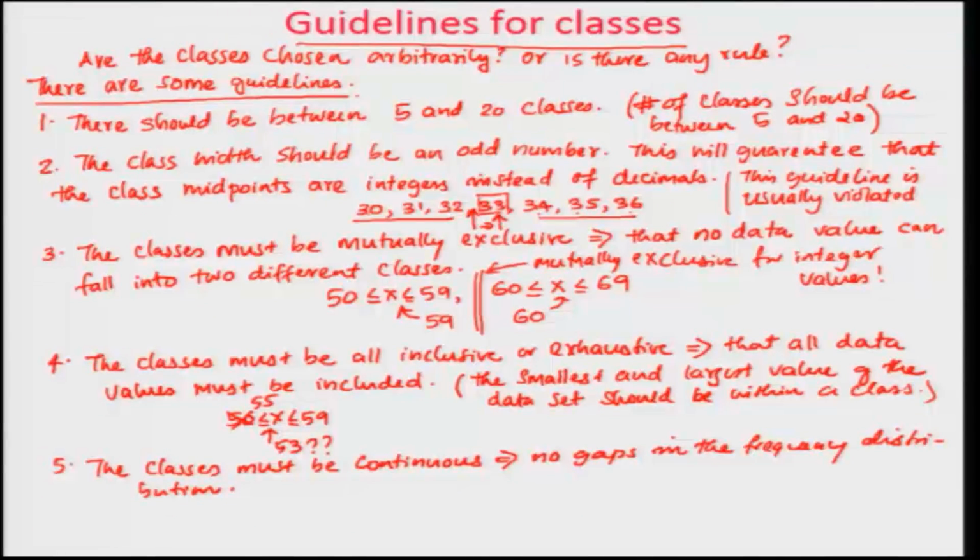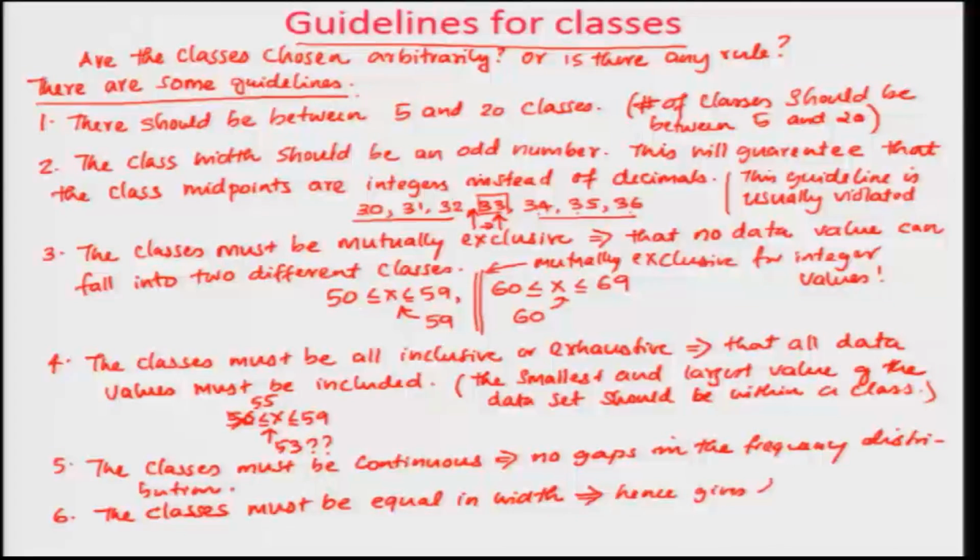And the sixth one, which is also something that sometimes people violate: the classes must be of equal width. The classes must be equal in width. This hence gives a lot of uniformity.